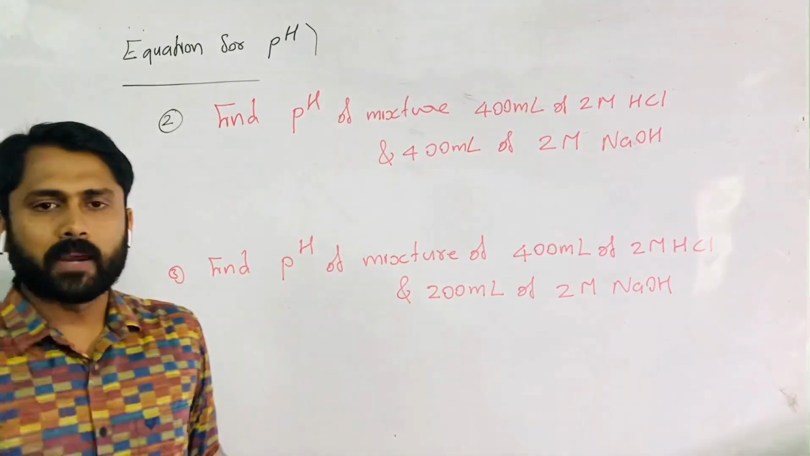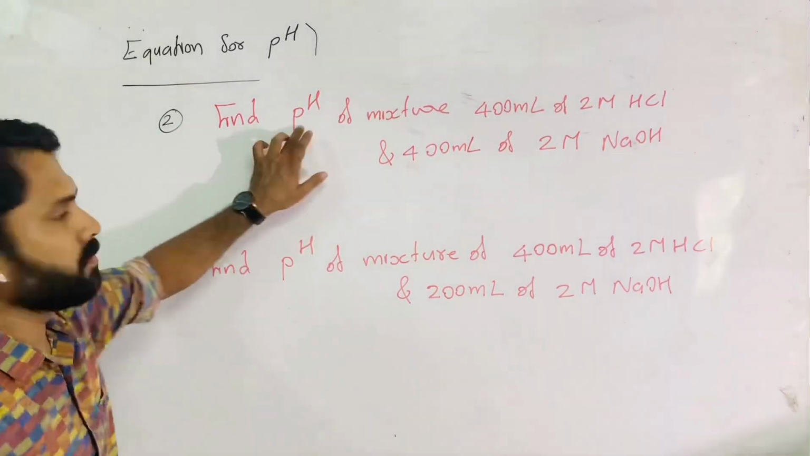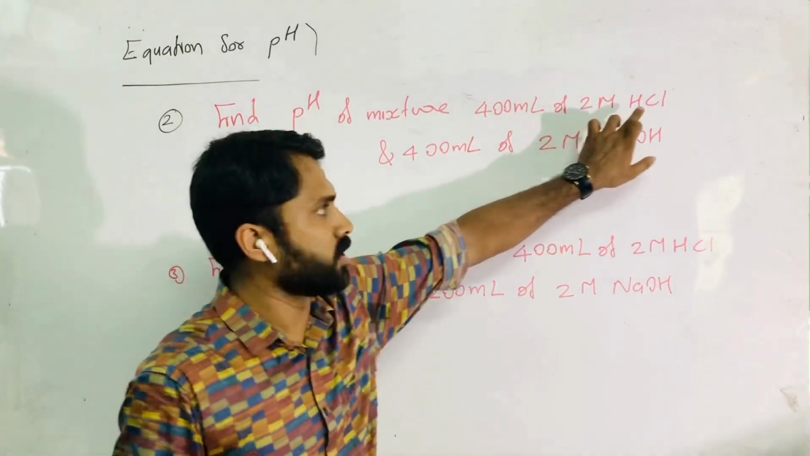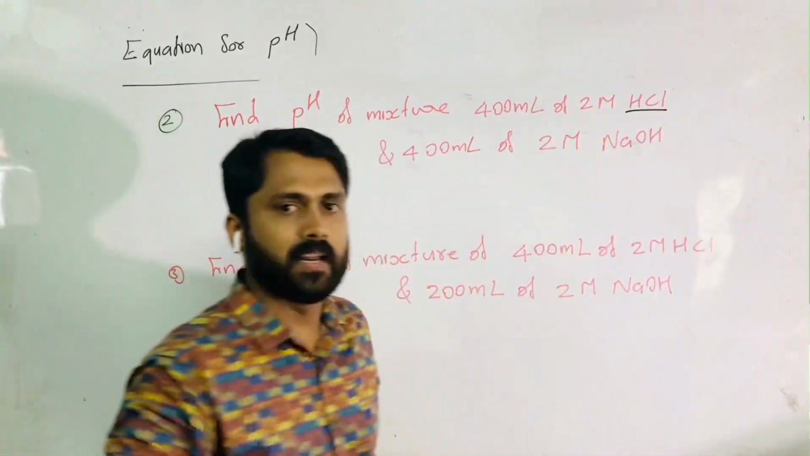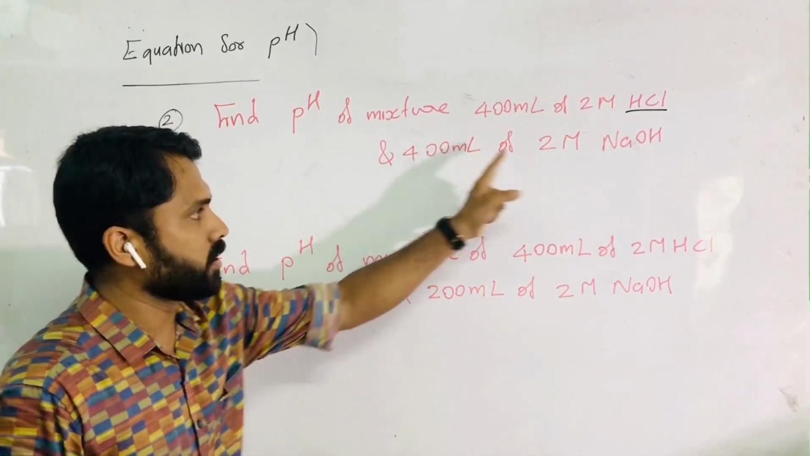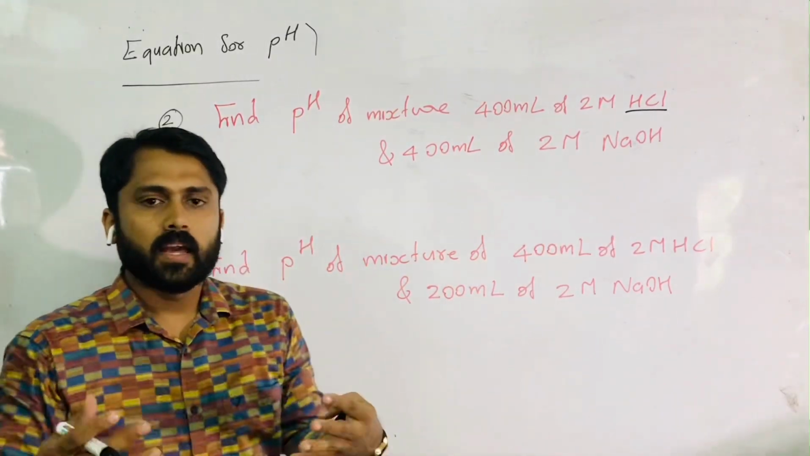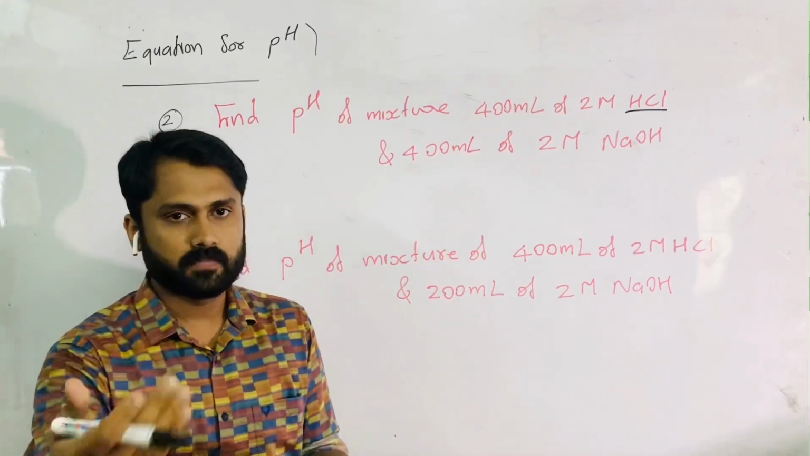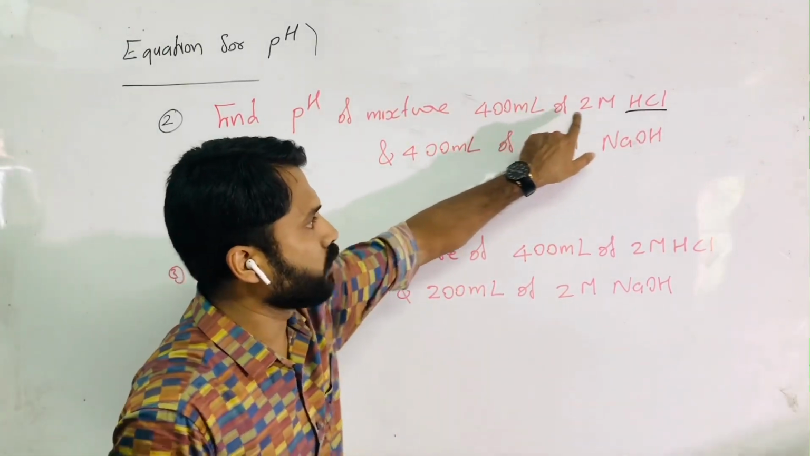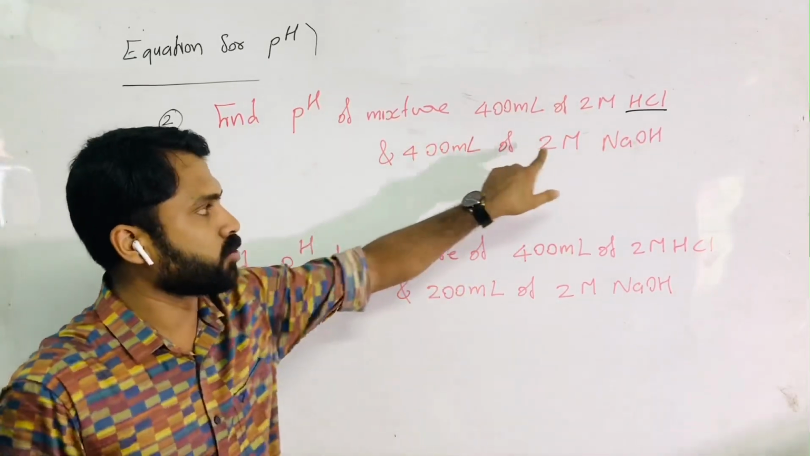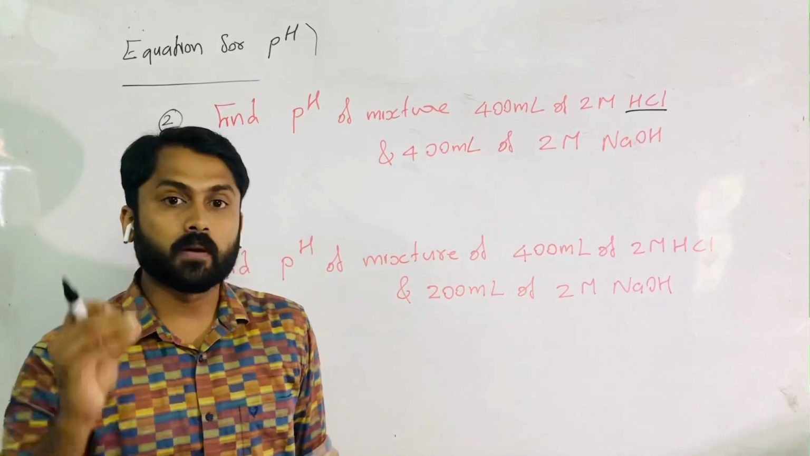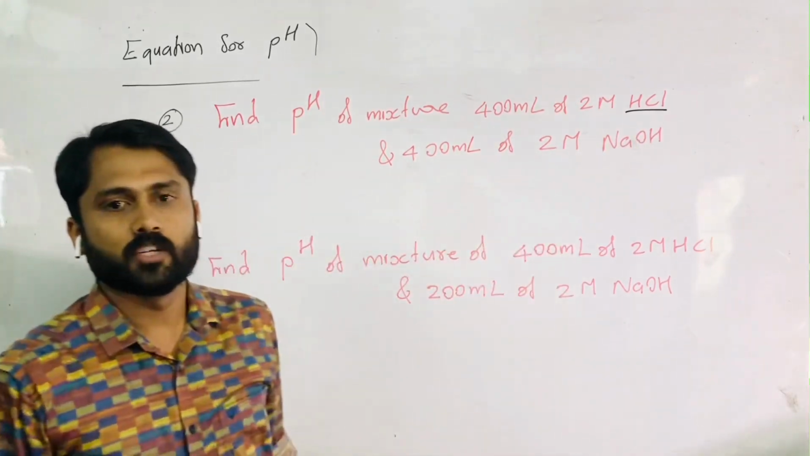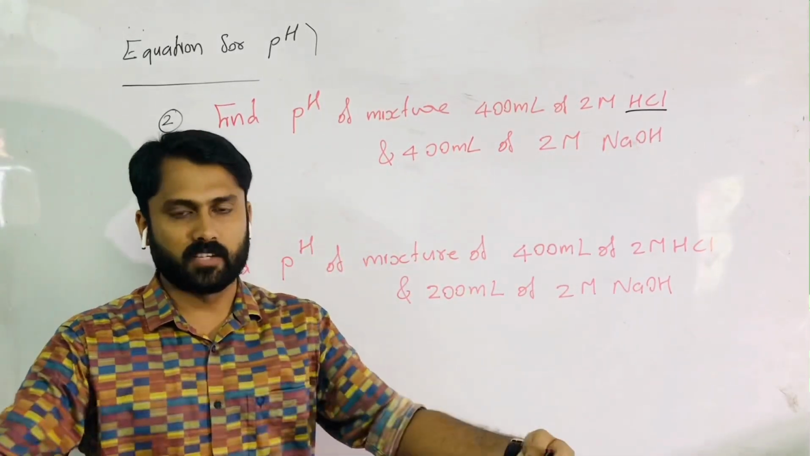Now I am explaining two questions. First one, find the pH of a mixture of 400 milliliter, 2 molar HCl, which is a strong acid, and 400 milliliter, 2 molar NaOH. We know HCl and NaOH are acid and base. They undergo neutralization to form salt. Here 400 milliliter of 2 molar HCl and 400 milliliter of 2 molar NaOH. That means the number of moles of both acid and base are equal. So they undergo complete neutralization.